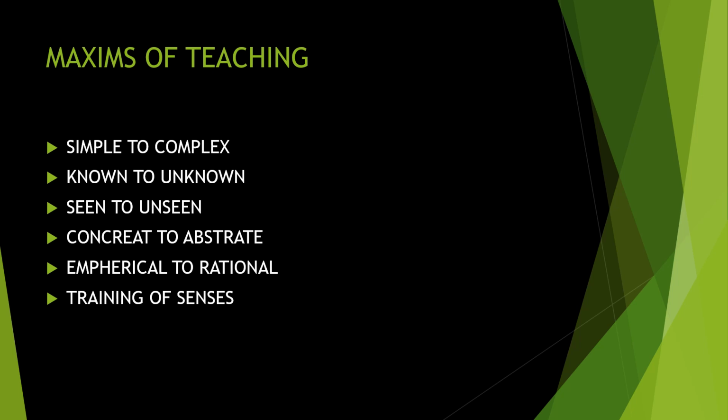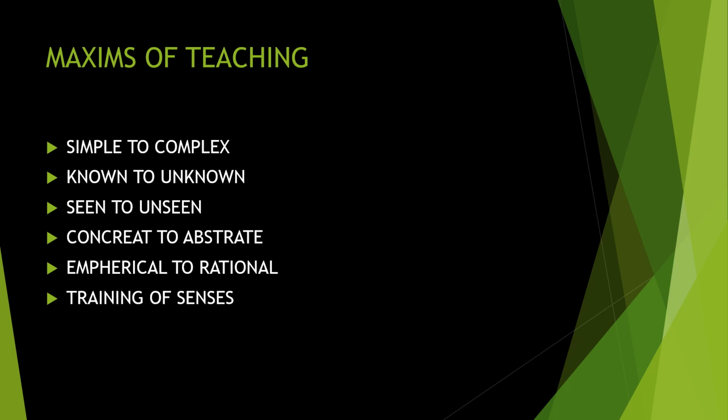Then concrete to abstract. We know what is concrete. See the table, we are able to touch it, that is a concrete thing. Abstract means love, honesty; we are not able to touch it, but we are able to understand it even though we are not able to see it. So first we study the concrete things, then later we study the abstract things.